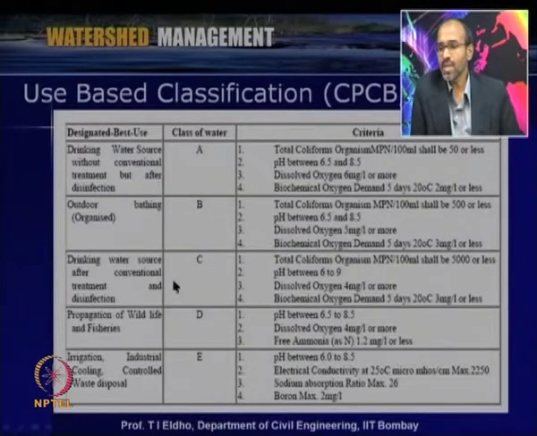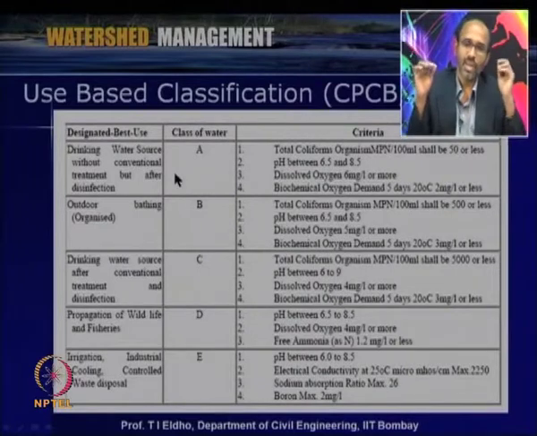And then the last one is class E, where water is for irrigation, industrial cooling or controlled waste disposal. There again pH can be in the same range, electrical conductivity can be up to a maximum of 2250, and then sodium absorption ratio maximum 26, like that.